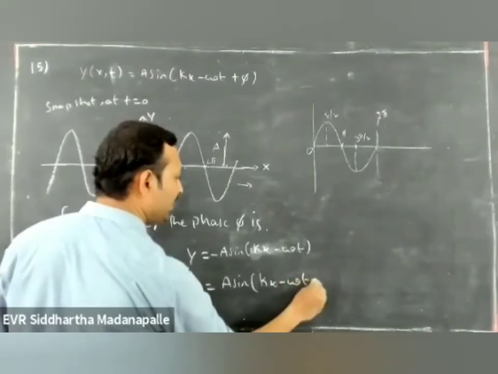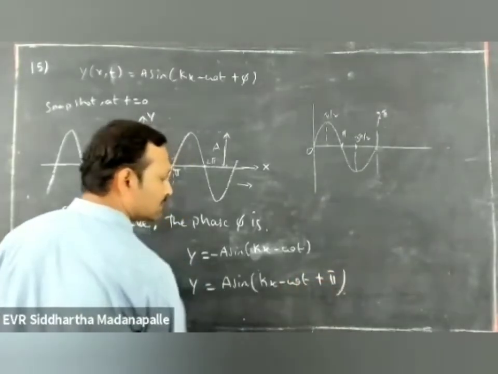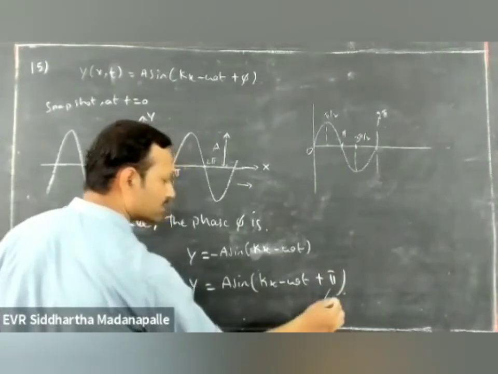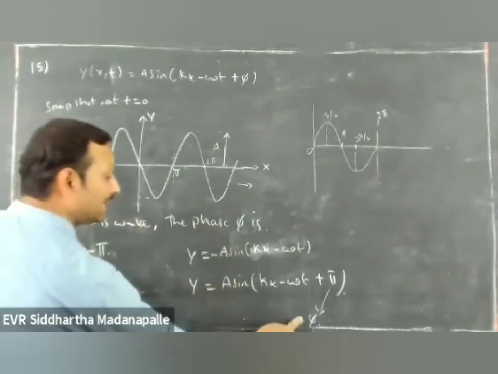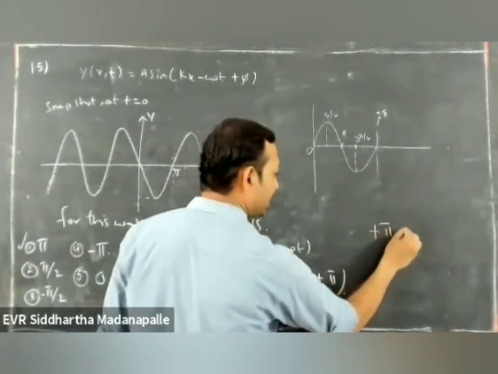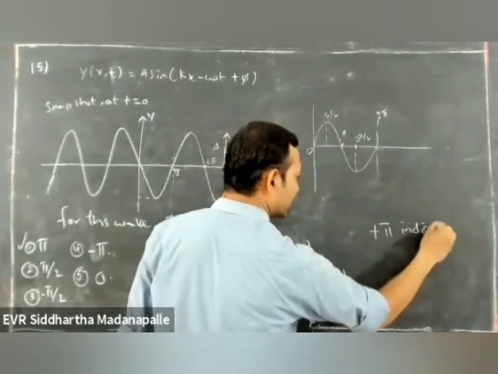So therefore kx minus omega t plus, so this is nothing but plus pi. Remember, leading: plus the pi indicates lead.